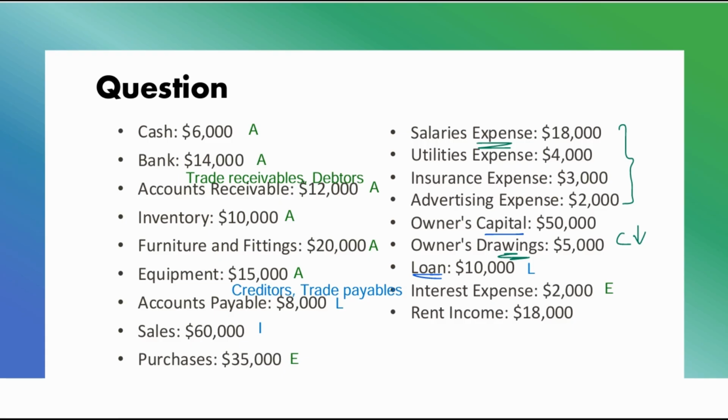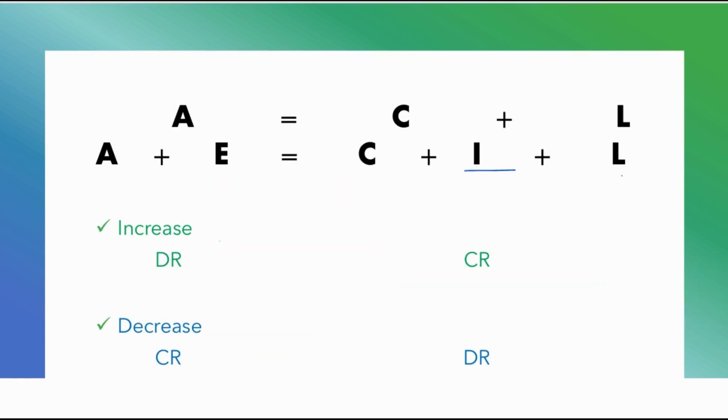Last one, we have rent income. So rent income, as the word suggests, it's an income. That's when usually the business rents out a part of its premises for some other entity. So they will earn an income as rent. So income which is on the right hand side of the equation generally have credit balances.